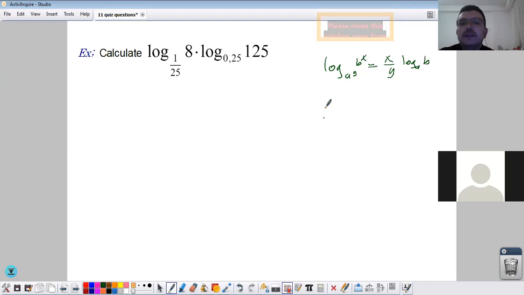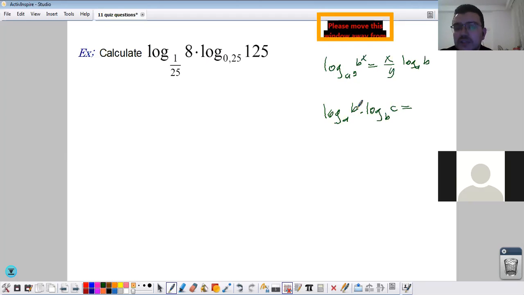And then for multiplication of logarithms, we have only one property, which is this one. If you are multiplying two different logarithms and they have the same two numbers in these two places, you can simplify them and make them log base a of c.